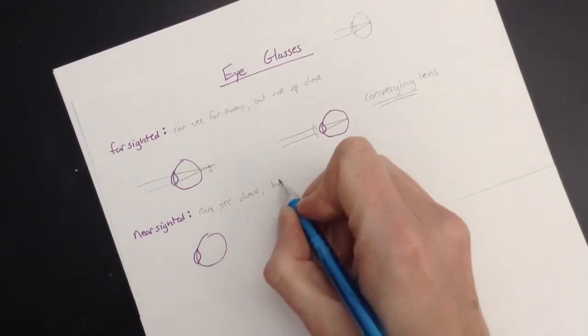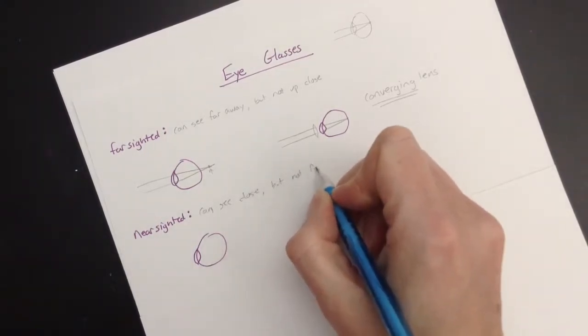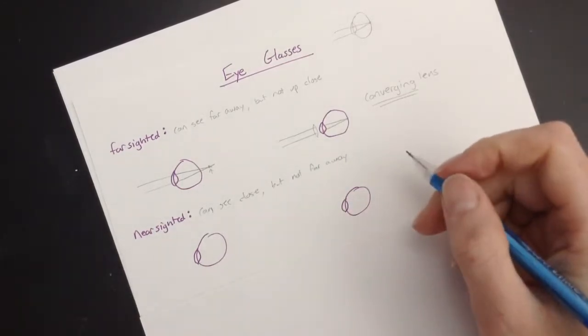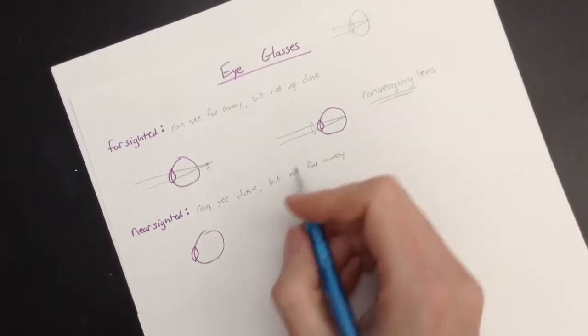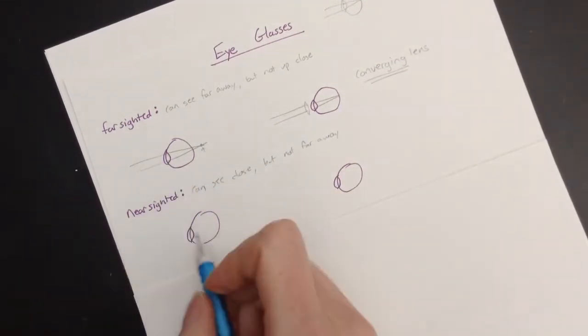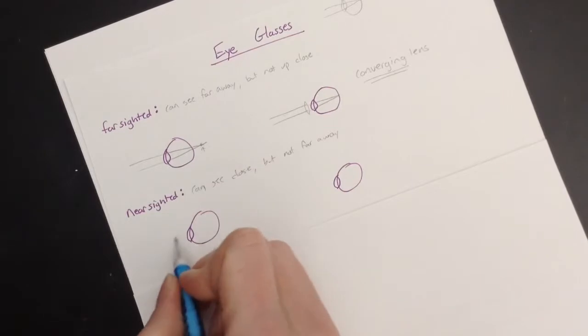Okay, so the nearsighted people can see close, but not far away. A lot of people are nearsighted. People who wear glasses regularly tend to be nearsighted. Farsighted people tend to only wear their glasses when they're reading. So nearsighted is the opposite.